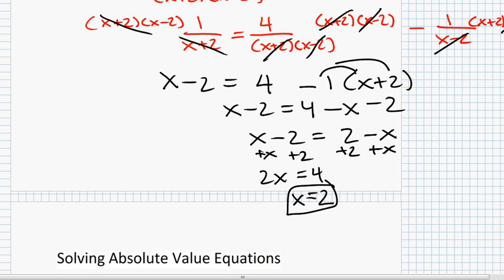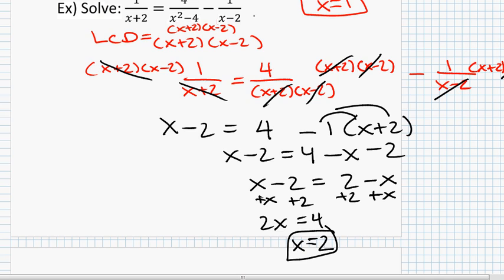Now, the only thing you have to keep in mind is that 2 would make the bottom of the fraction up here equal to 0. 2 is a restriction. So therefore, 2 does not work, and you would have no solution. So you do have to check your answers to make sure that they work, that they do not make the denominator equal to 0.